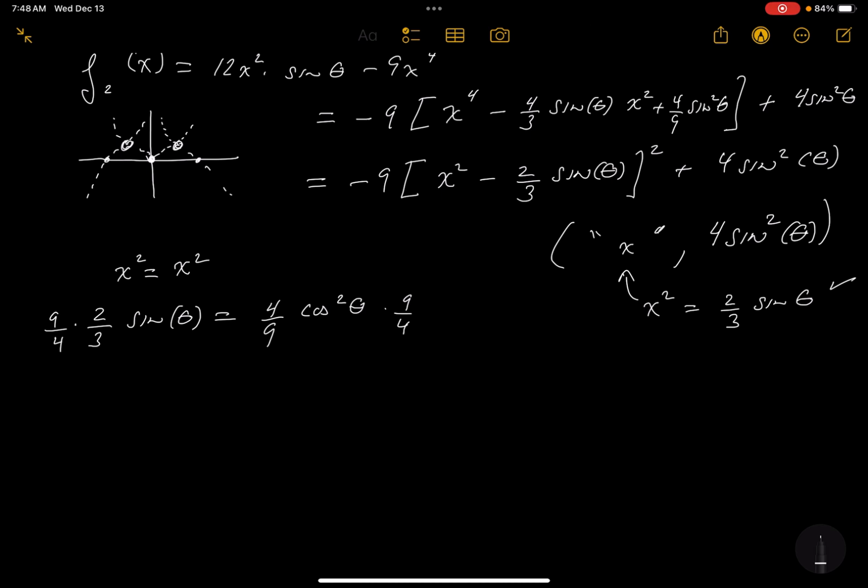And what would you get there? You get 3/2 sine theta. I still got a fraction, don't I? Cosine squared. I'm going to multiply both sides by 2. I get 3 sine theta equals 2 cosine squared theta.